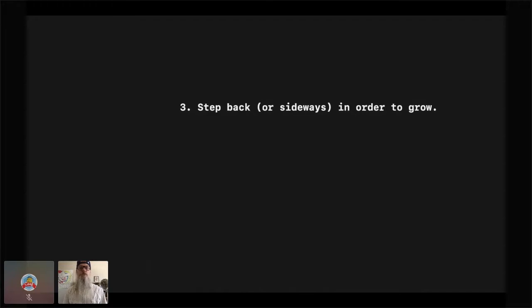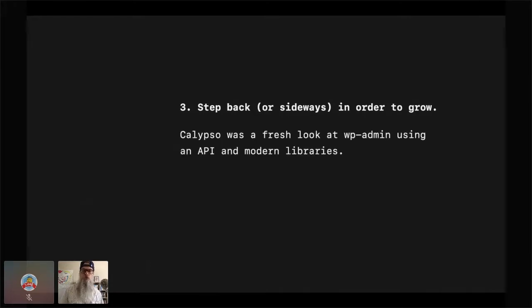So number 3 is stepping back or sideways in order to grow. And Calypso was a fresh look at the WP admin. It used an API and modern libraries. So it was essentially a sidestep, or a sideways look at this whole thing we call the WP admin. And from that, we were able to discern and make judgments and decisions that really helped feed into and inform some of the work we do in Gutenberg, some of the work we do in the community, and how to communicate this.